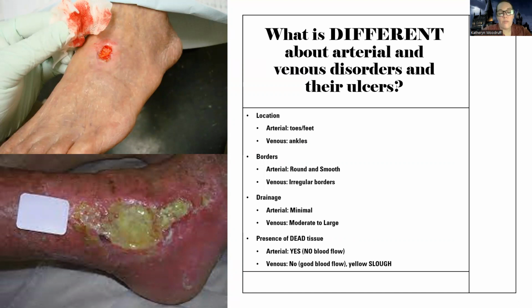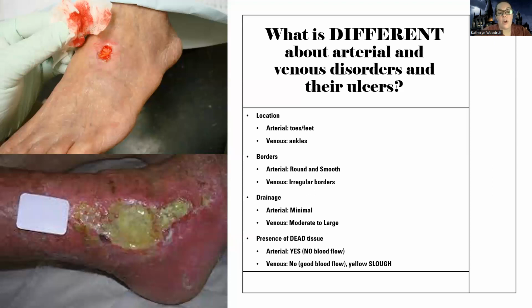Drainage wise, remember for arterial, they're going to have minimal drainage. There's no flow. There's not a lot left that can drain off. Whereas with venous, they have moderate to large amounts of drainage because there is more flow, more moisture. There's all this pooling of blood, and fluids shifting, so there's usually more weeping and drainage.